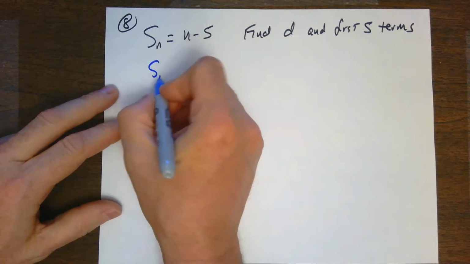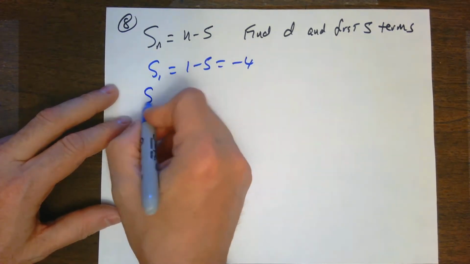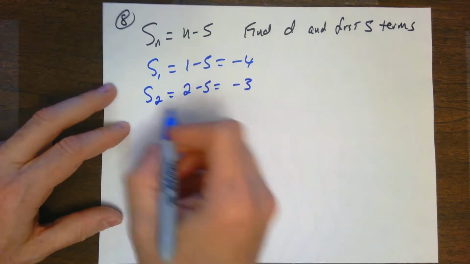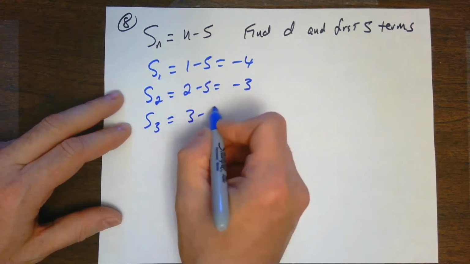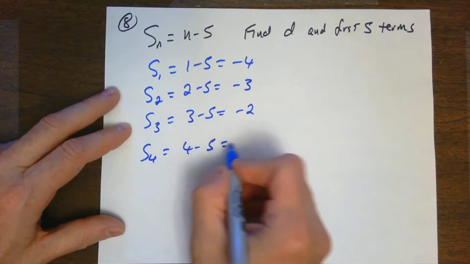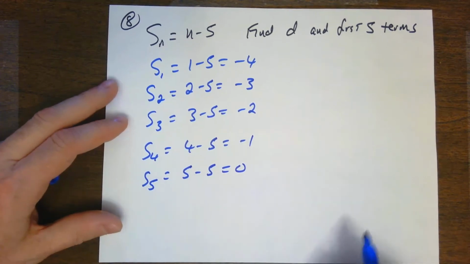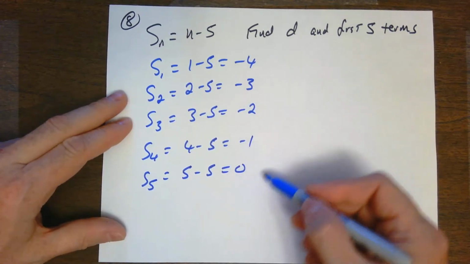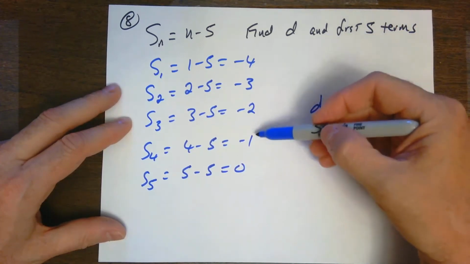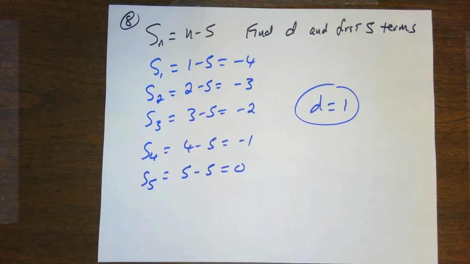So S sub 1, which means the first term: 1 minus 5 is negative 4. S sub 2, the second term: 2 minus 5 is negative 3. S sub 3, the third term: 3 minus 5 is negative 2. S sub 4, the fourth term: 4 minus 5 is negative 1. S sub 5, the fifth term: 5 minus 5 is 0. So here's my sequence. I can clearly see it's arithmetic. What is the common difference? Negative 4, negative 3, negative 2, negative 1, plus 1. Add 1 each time. Clearly arithmetic.